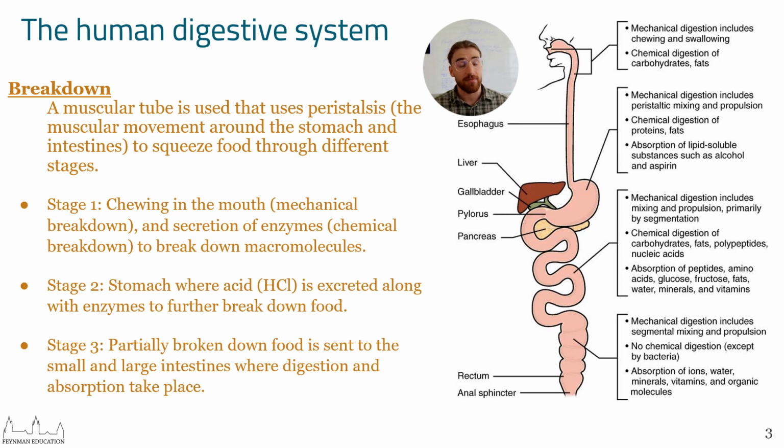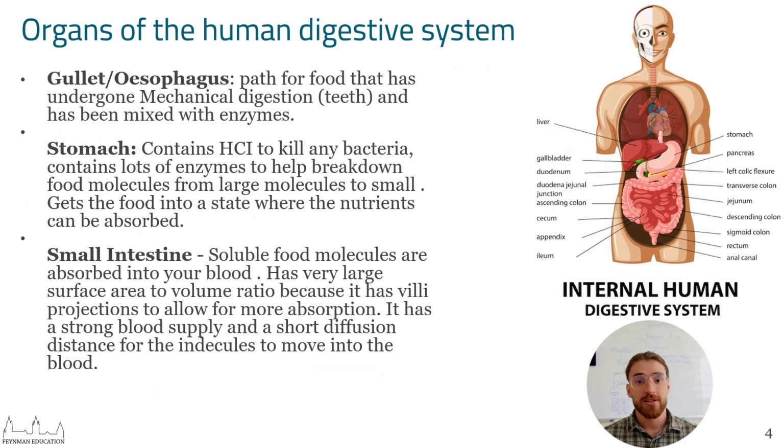Stage 3 and final stage of digestion would be the movement of this food, also known as chyme, into the small intestine and then the large intestine. And this is where mainly absorption occurs of these nutrients and these broken down materials. But some chemical digestion also happens in the small intestine through enzyme processes. So let's look at some of these organs in more detail.